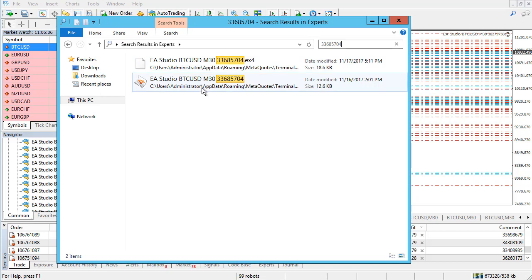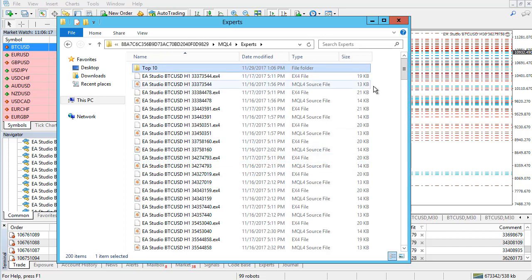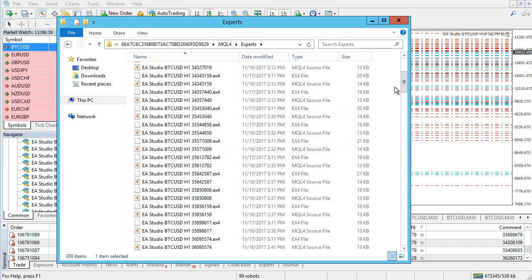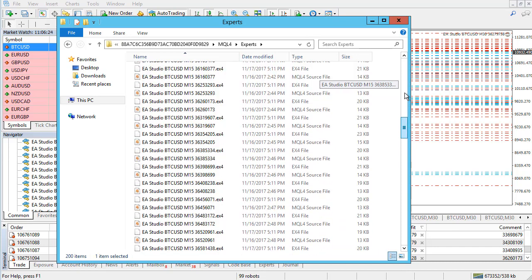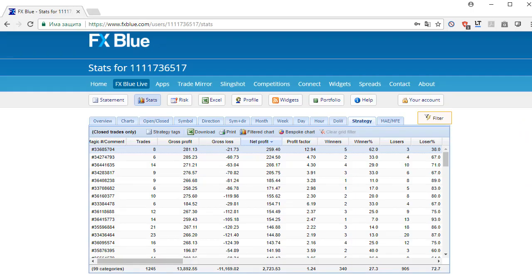33685704. Here it is. I click on copy and I will close this search box and I will place this expert advisor in this folder. Okay, simply this way, by the search box, by the number, you can find it. Anyway, it would be really hard for me to look through the 99 expert advisors for where exactly this top performer is that is currently making such great profits with profit factor 12.9. Profit factor 12.9, guys, is something you will see very rarely.